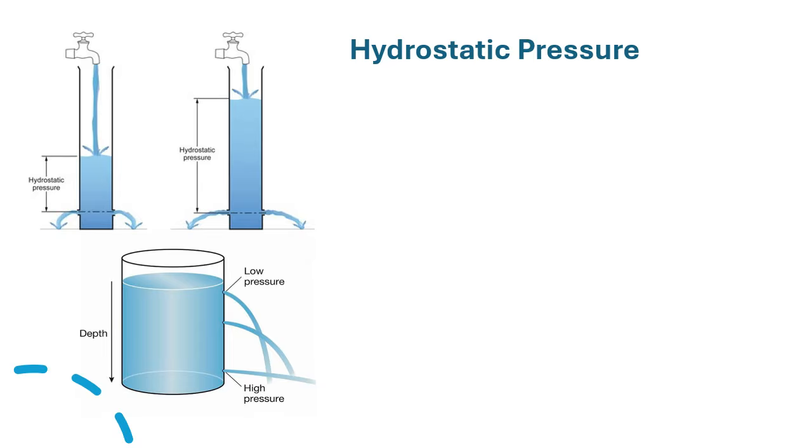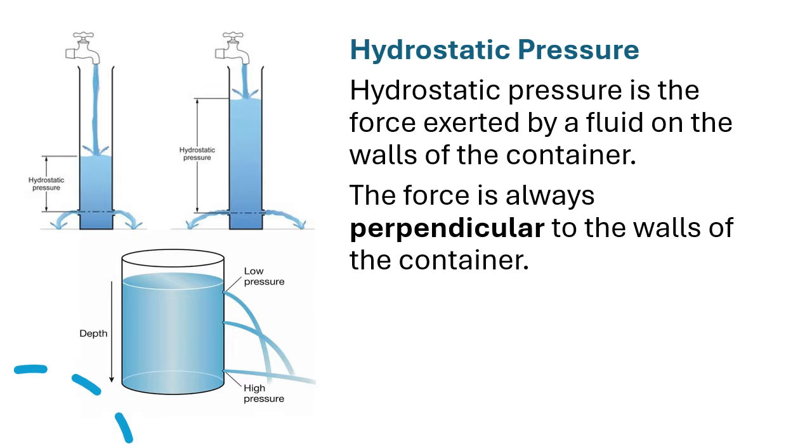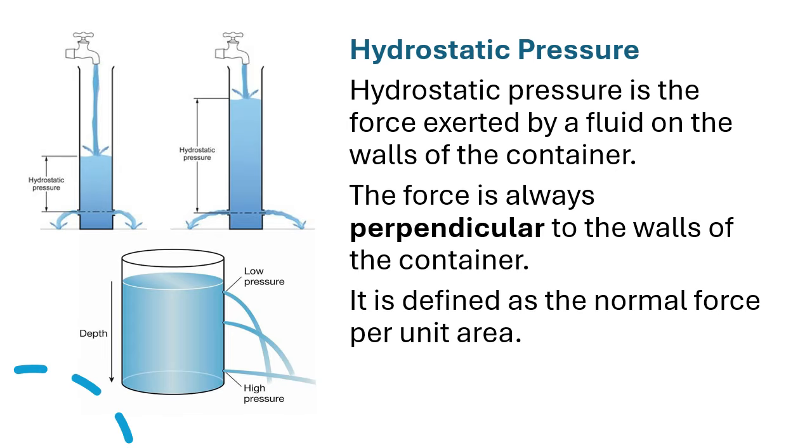Now, what is hydrostatic pressure? Hydrostatic pressure is the force exerted by a fluid on the walls of the container. The force is always perpendicular to the walls of the container. It is defined as the normal force per unit area. In equation, we write this down as P equals F over A, where P stands for pressure, F stands for force, and A refers to area.